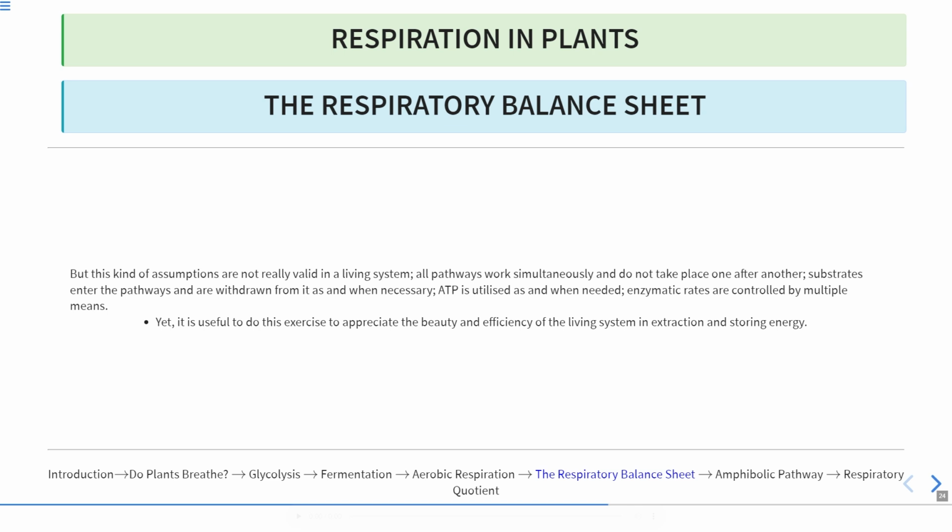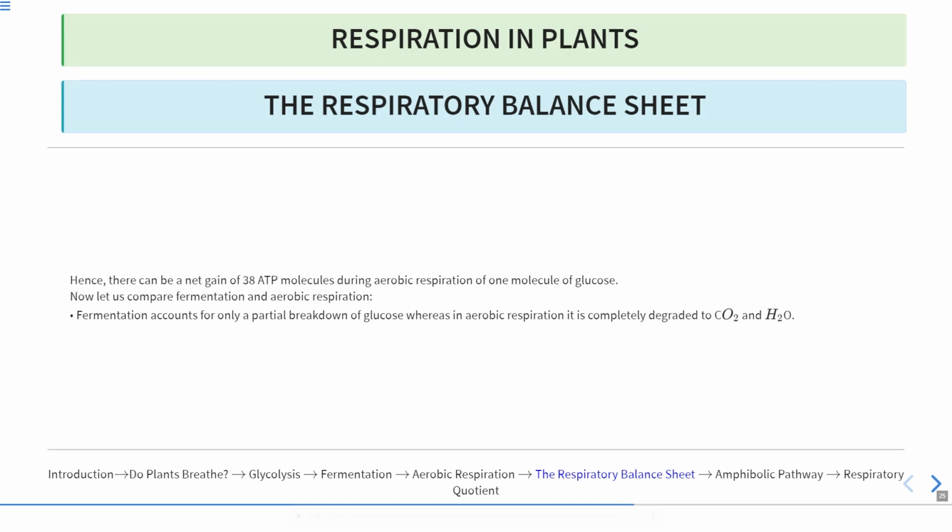Okay, yet it is useful to do this exercise to appreciate the beauty of the efficiency of the living system in extracting and storing energy. But it is important to understand that if the reaction takes place stepwise, then how much ATP is synthesized. So hence there can be a net gain of 38 ATP molecules. So at the last we can say that 38 ATP molecules are synthesized during the aerobic respiration of 1 molecule of glucose. If we use 1 glucose molecule, then 38 ATP molecules are synthesized.